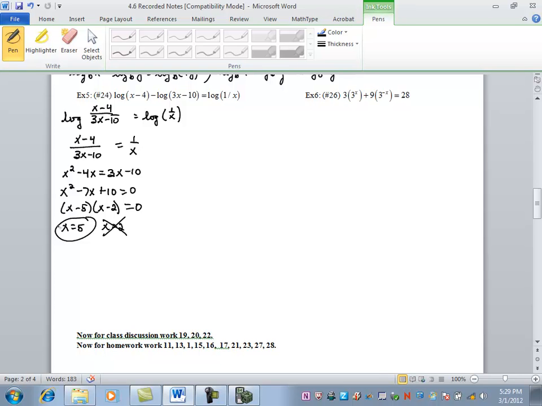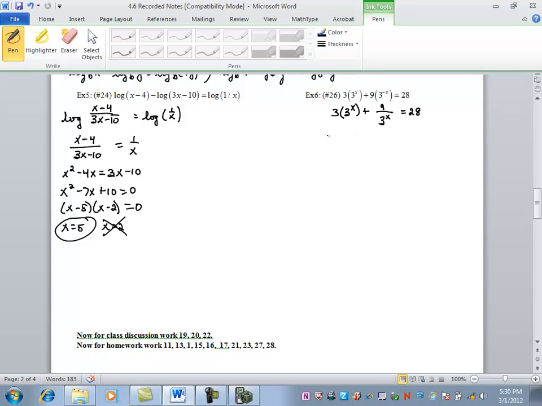Now, this one may seem a little strange. You're thinking, what do we do here? Well, we've got this negative exponent, and negative exponents often are not good things. So let's get rid of the negative exponent. This is 3 times 3 to the x plus 9 over 3 to the x, and this equals 28. Again, you've got a negative exponent, push it to the other side of the fraction bar, that changes the sign on the exponent.